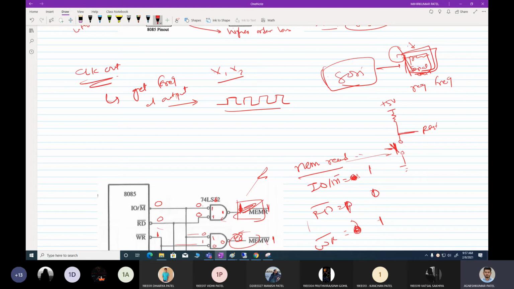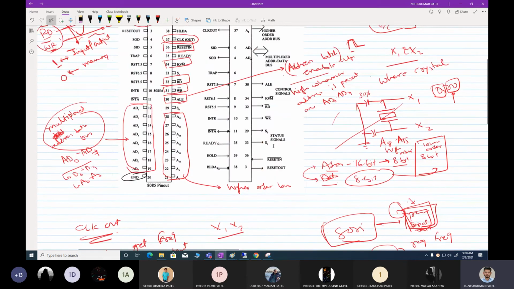What will happen? Whenever I press the switch, the current from this 5 volt will flow like this, and the reset will be at 0 volt, because there is no resistance in between. So that would be at 0 or ground, and whenever you release it, it will perform a reset. All the other time it would be connected with plus 5 volt, because this would be open. So this is how you can perform a reset.